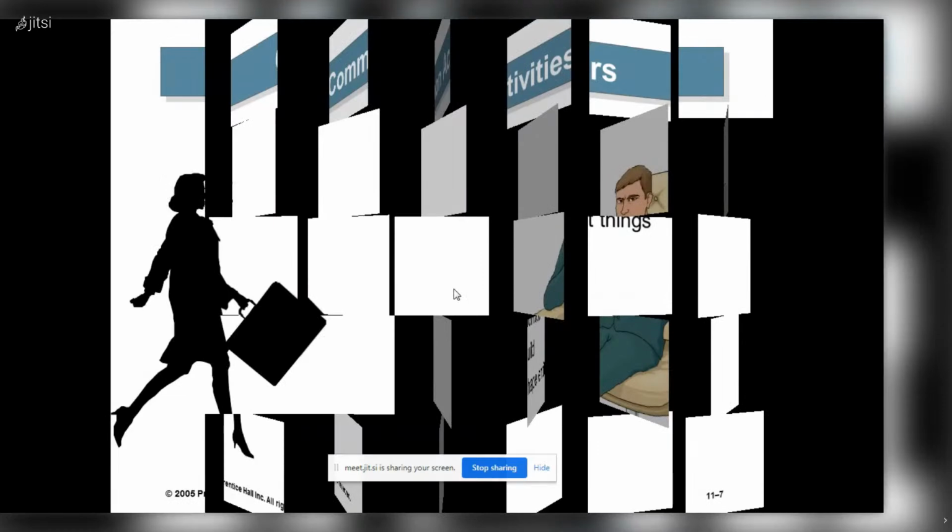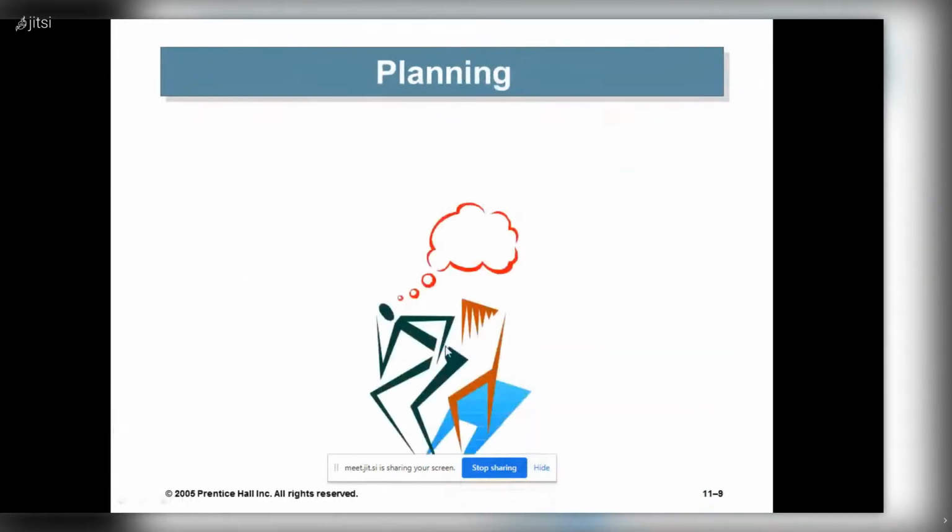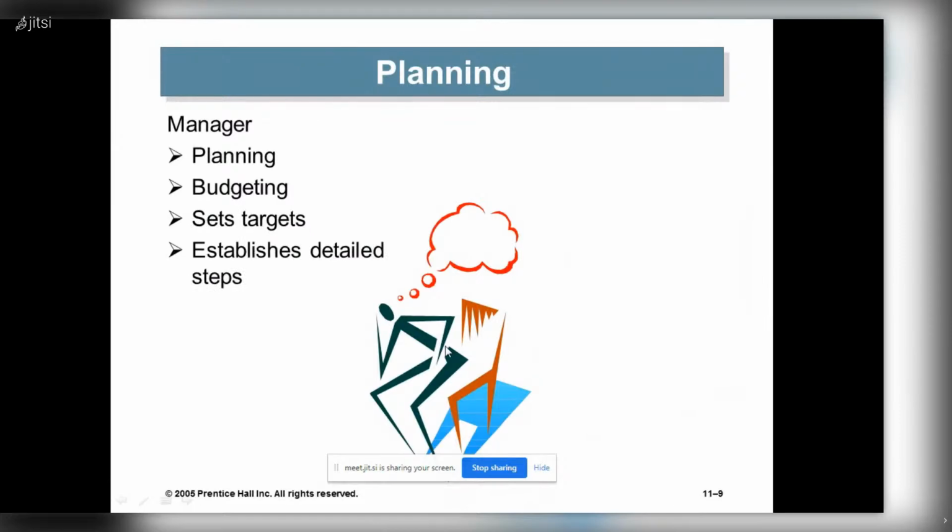What are the common activities? See, manager and leader both perform the same activities like planning, organizing, directing, and control. Right? So, planning: the manager is planning. He is also involved in budgeting. He sets the targets. He establishes detailed steps for how to achieve the goals, and he will also allocate the resources. Right? But what the leader is doing is devising the strategy. That means if the marketing manager is a leader in the organization, for his team to achieve the target, he will devise the strategy so that his team will achieve it by applying the strategy. Right?